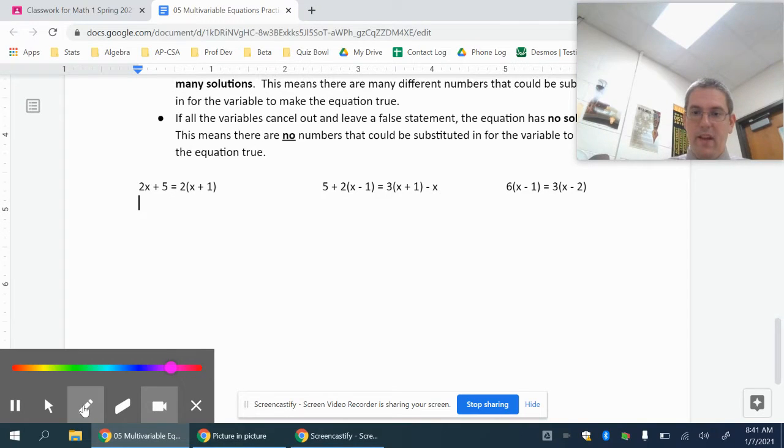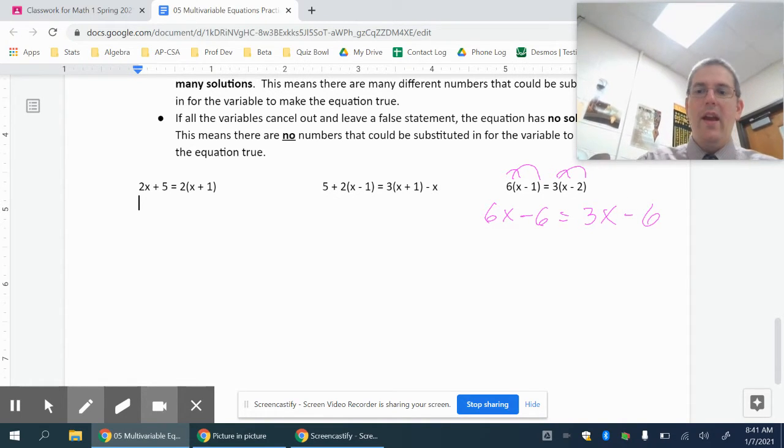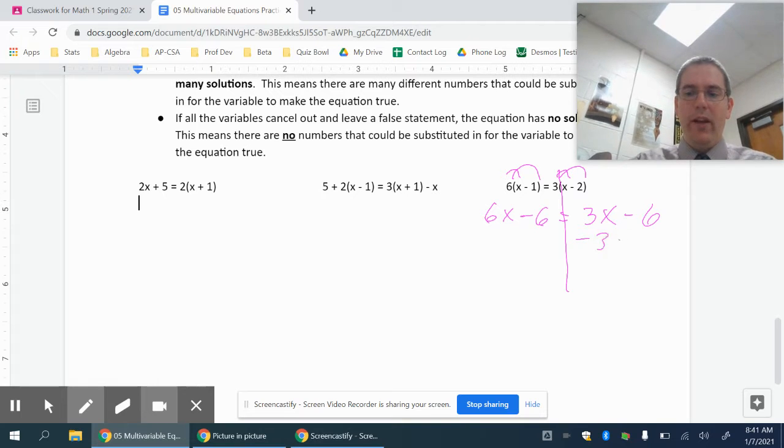Okay, this last example, I need to simplify both sides. That's always my first goal. So multiply the 6 times x, and the 6 times -1 is 6x minus 6. Then simplify this by multiplying the 3 through, so that gives you a 3x minus 6. And then, now that both sides are simplified, I need to get all the x's together. So I'm going to subtract 3x from both sides.